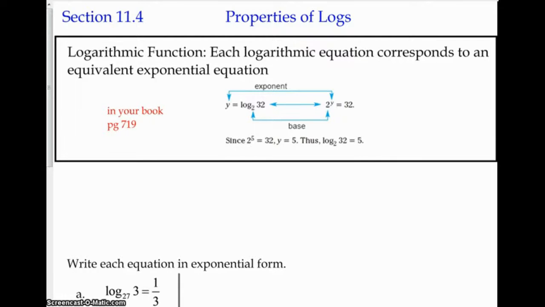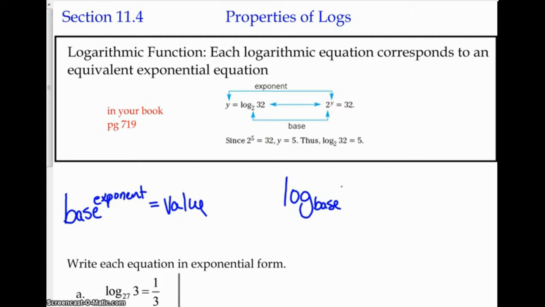What I need you to know is that when we write an exponential equation, we have a base, and then we have an exponent, and it equals a value. To go from exponential form to logarithmic form, there's still a base. So we're going to have log of a base of a number, but it's going to be log base of the value equals the exponent.